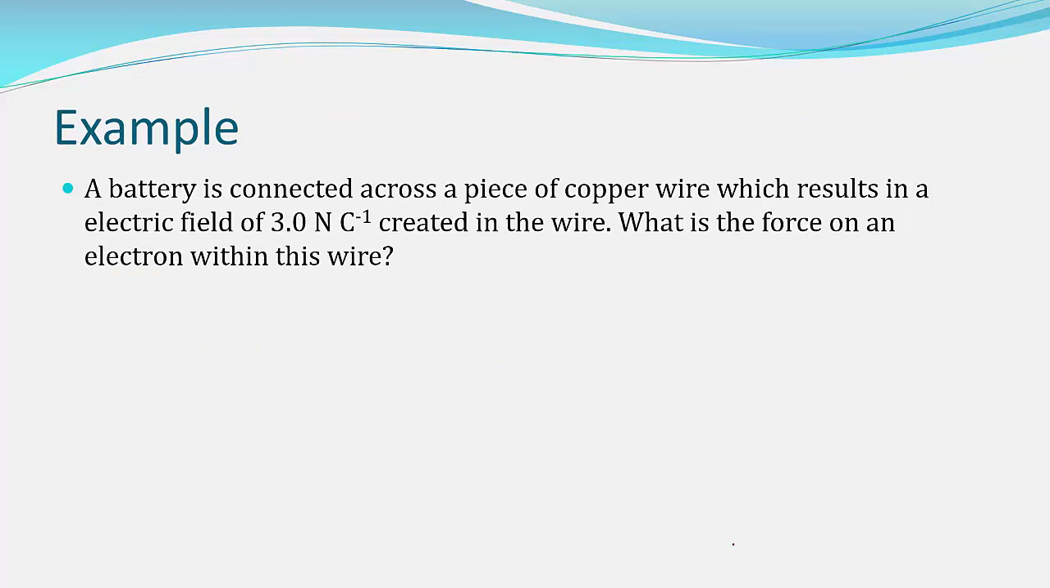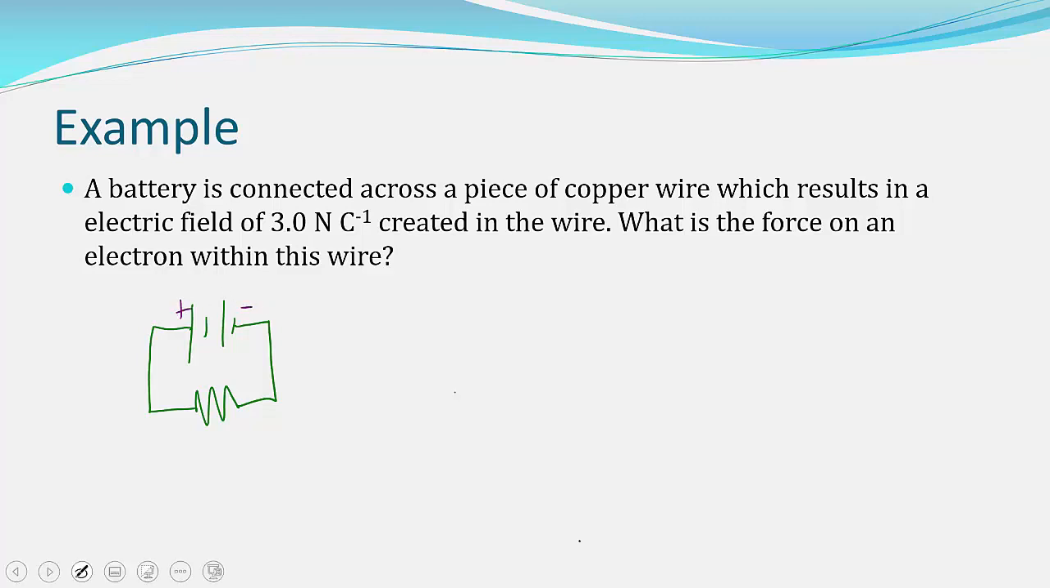Let's have a crack at this question. A battery is connected across a piece of copper wire which results in an electric field of 3 newtons per coulomb created in the wire. What is the force on an electron within this wire? So if I was to draw the diagram of that, you've got this battery and you're just connecting it across a wire. Now what happens is an electric field will get set up across that wire. So here's your positive end, there's a negative end.